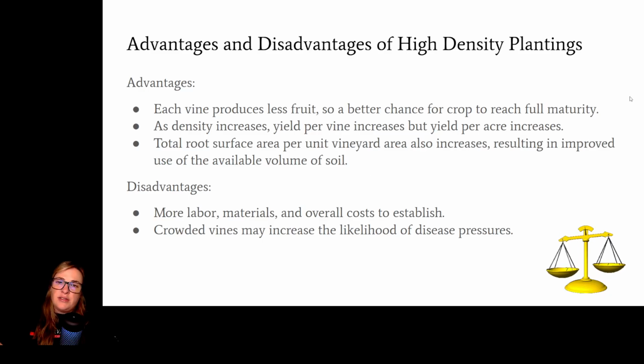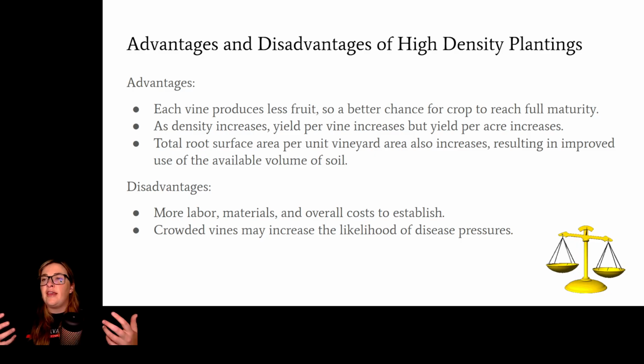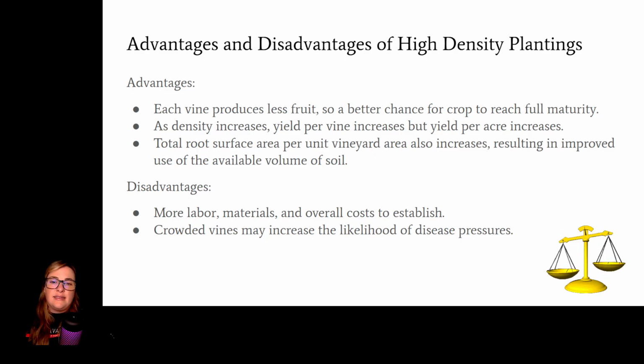So you have advantages and disadvantages of planting high density, right? So your advantages would be each vine produces less fruit, so you have a better chance for crop to reach full maturity, right? So you're not stressing out those vines so much. They're taking on a load that they can easily handle, right? As the density increases, yield per vine decreases, but yield per acre increases, right? Also, the total root surface area per unit vineyard also increases, resulting in improved use of the available volume of soil, right? So you're being the most efficient you can.